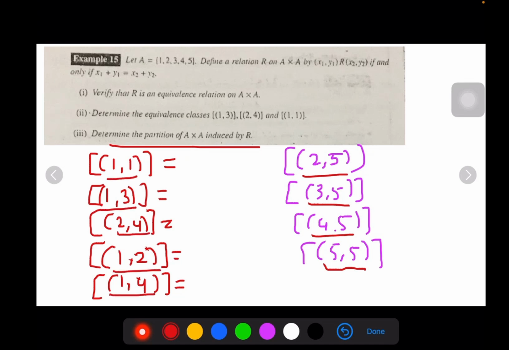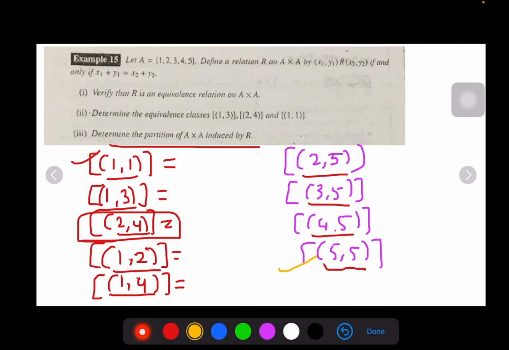So according to the sum value, you can try to find other combinations. Now, which combinations give you partitions is very important. Because if I take 2, 4 and 4, 2, they will result in the same value. Since the partition says that the intersection of any two blocks or sets should not have any value, it should always be null. Therefore, you have to select the distinct elements which will give a unique value.